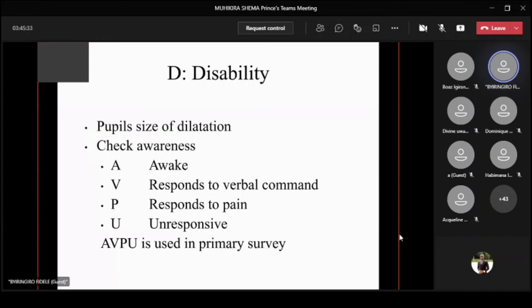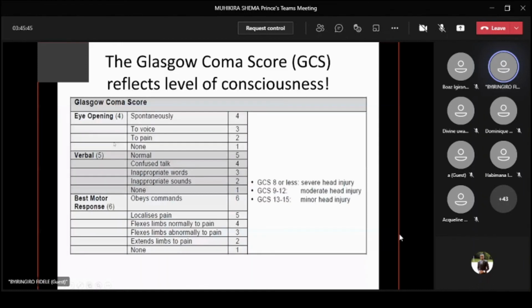So in trauma, we don't use AVPU. We use what we call the Glasgow Coma Score. The Glasgow Coma Score assesses the eye opening, the verbal response, and the best motor response. And when the patient has a full Glasgow Coma Score, it's up to 15, okay?